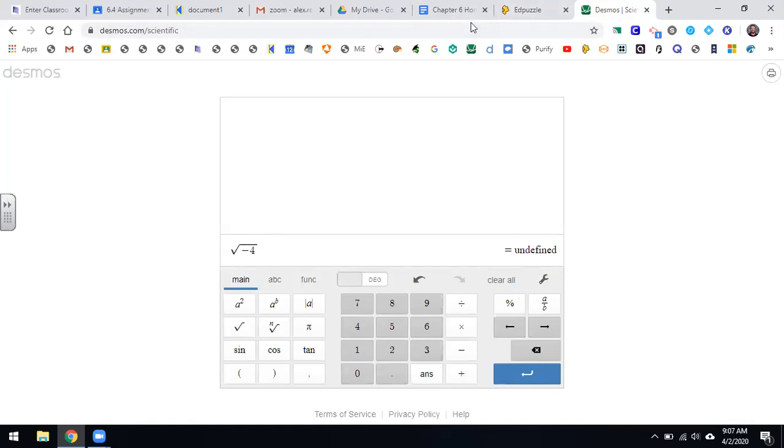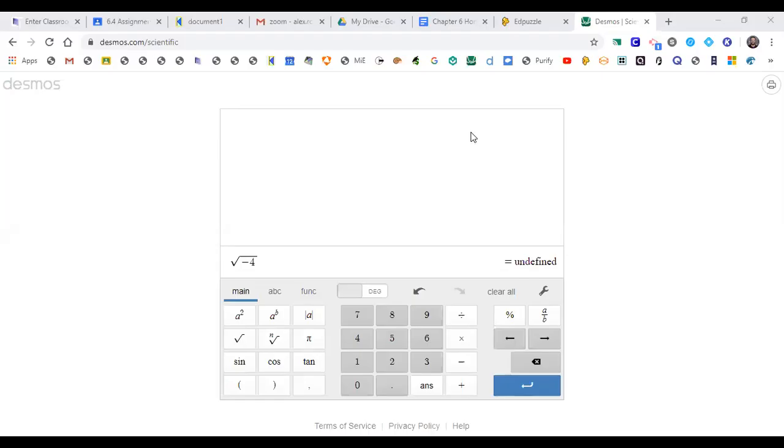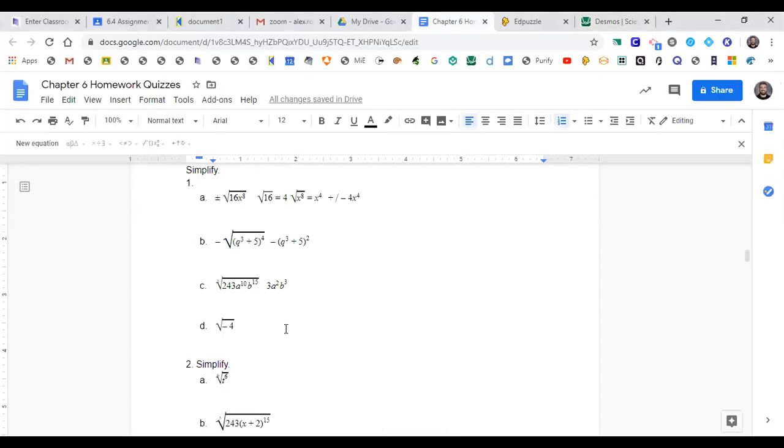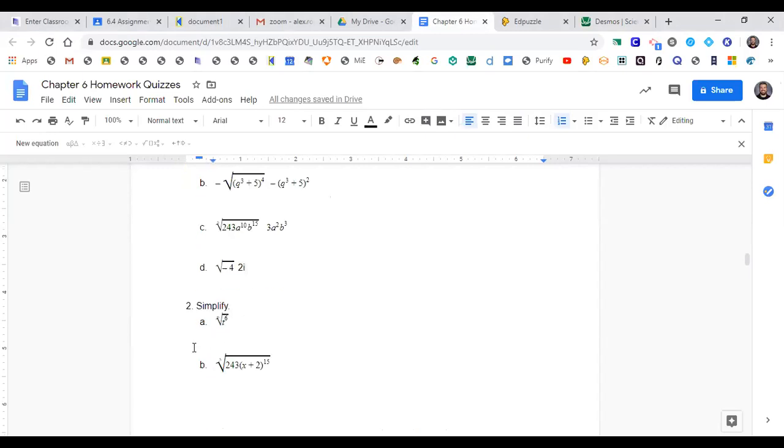For this one, your answer actually should have been 2i, right? It should have been 2i. And a lot of people were writing 4, and I'm not entirely sure why. You didn't even take the square root, you just wrote 4 down. So I don't know what that was all about, but the answer for that one was 2i.